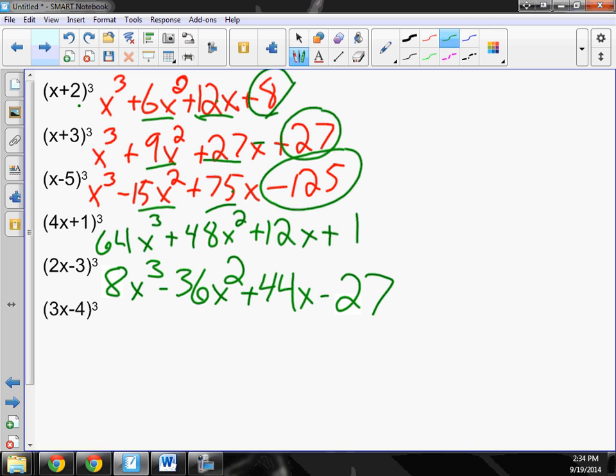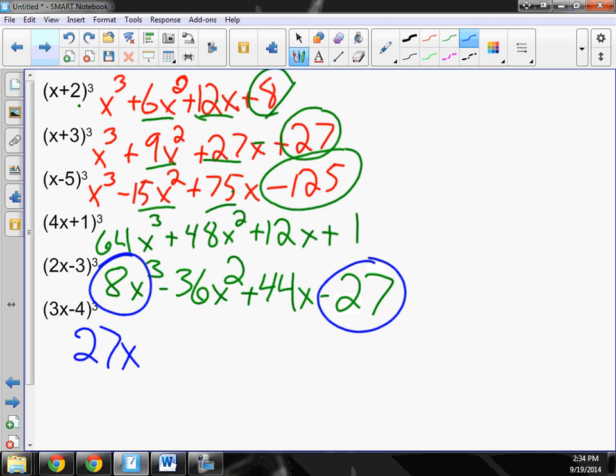So do you see any patterns on this one? What are the easy patterns you see? Let's start with this and this. Those are cubes. Now the rest is a little hard to figure out. So let's do the last. Well, this is going to be, not 9, 27x to the third. And what's it going to end with? Negative 64. And what happens in between? Minus.